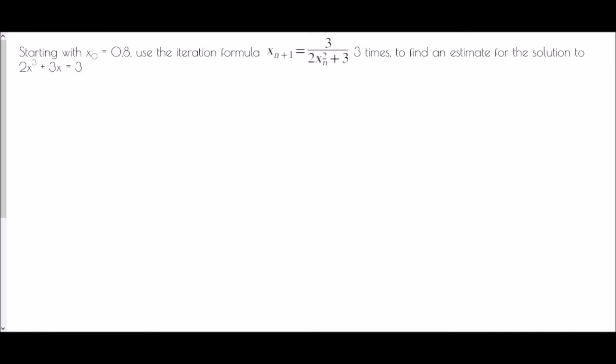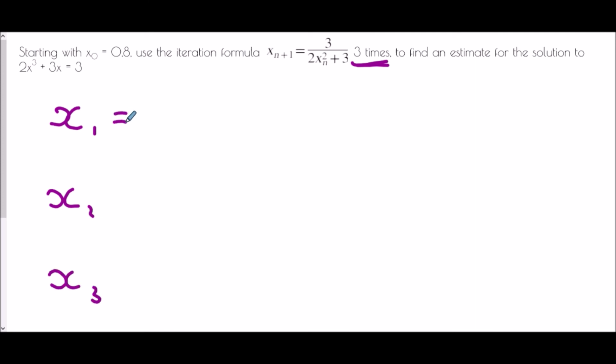And in our last question, starting with x naught equals 0.8, use the iteration formula xn plus 1 equals 3 over 2 xn squared plus 3 times to find an estimate for the solution to 2x cubed plus 3x equals 3. Now you'll notice this time we haven't been asked for an estimate to a certain number of decimal places, so that means what we're probably going to find here is we're not going to get an exact match. All it's asking for is for us to perform the iteration 3 times. And so what that means is we need x1, we need x2, and we need x3.